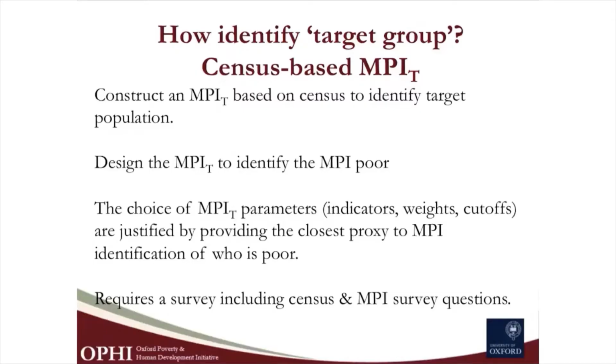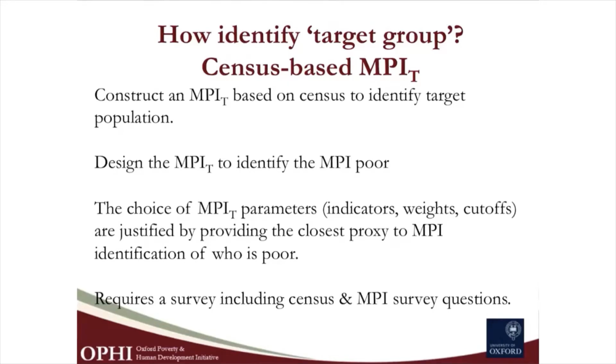So what you will then do is construct a second MPI. So for these purposes, I'm presuming you'll use an M0 measure, which is appropriate for ordinal and binary data, which is most often available on the censuses. And that you will use a counting-based construction that we've been discussing. But you'll construct a different MPI, MPI targeting, T, to identify the target population.